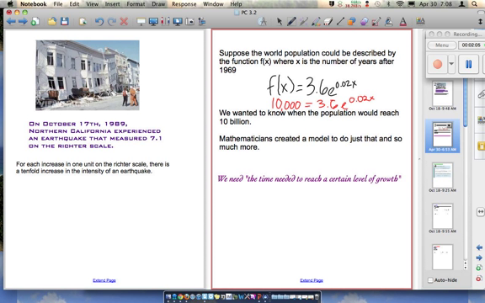And so mathematicians created a model to do just that and so much more. They created a model that would actually be the opposite of e. So it's going to be the inverse of the e function, and that's actually the natural log. So the big thing here is that we need the time needed to reach a certain level of growth. And that's in quotes because I took that directly from the article that you read about e.